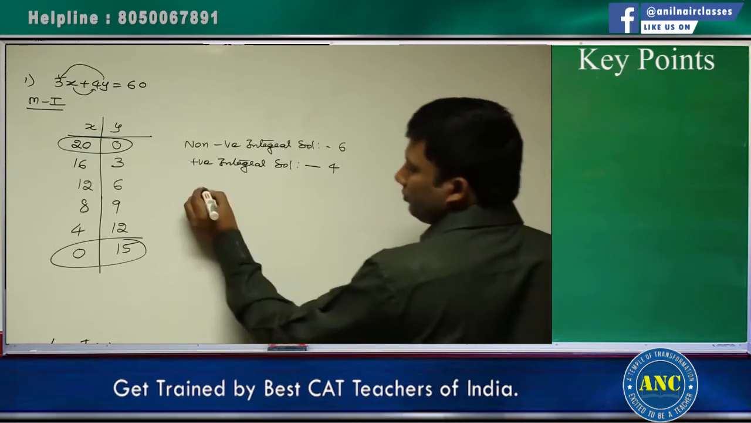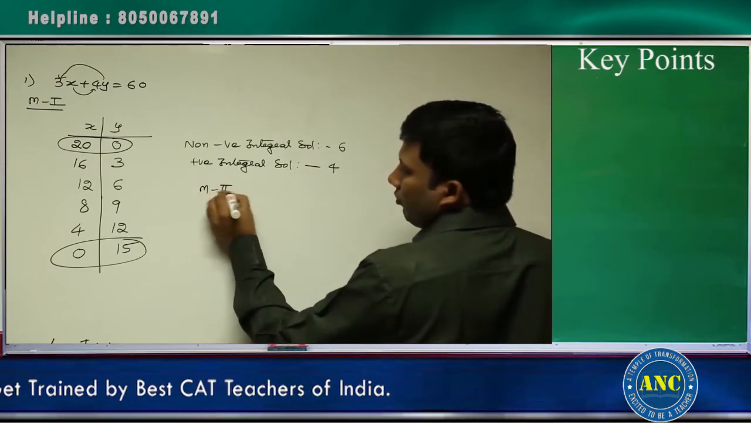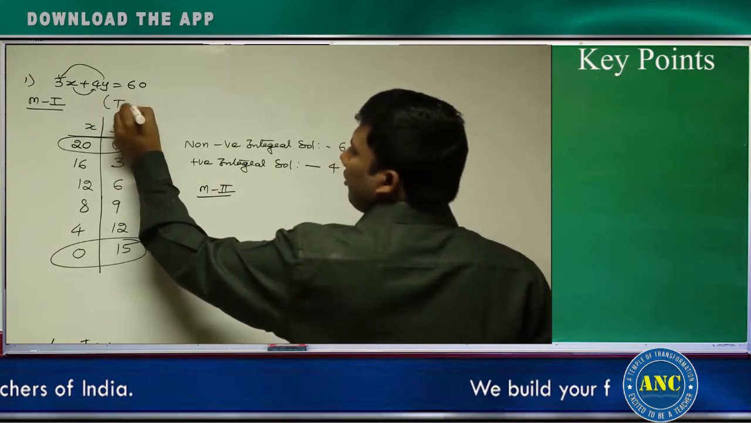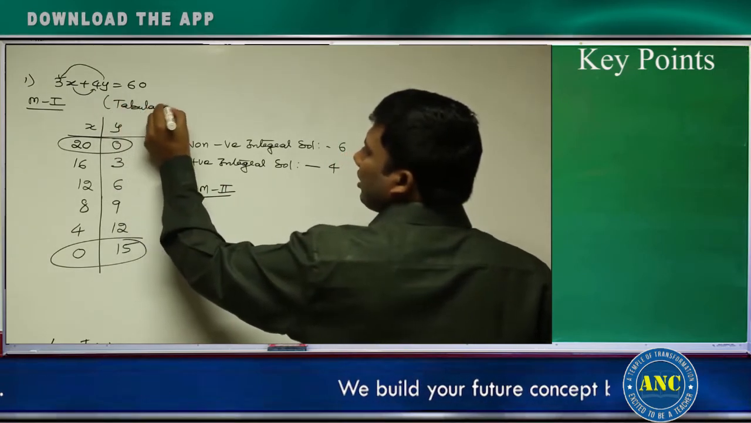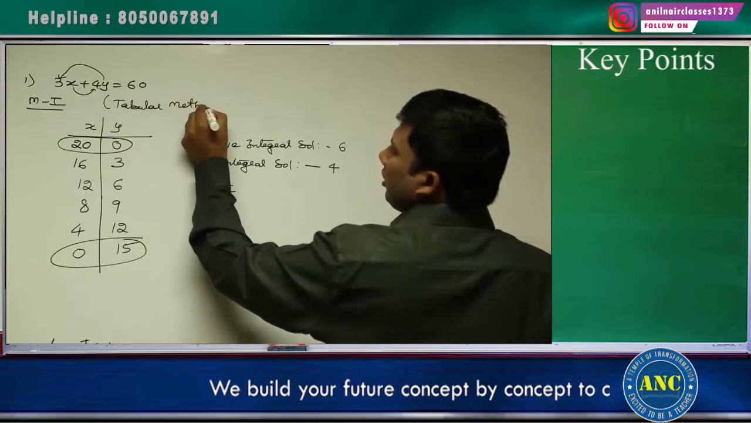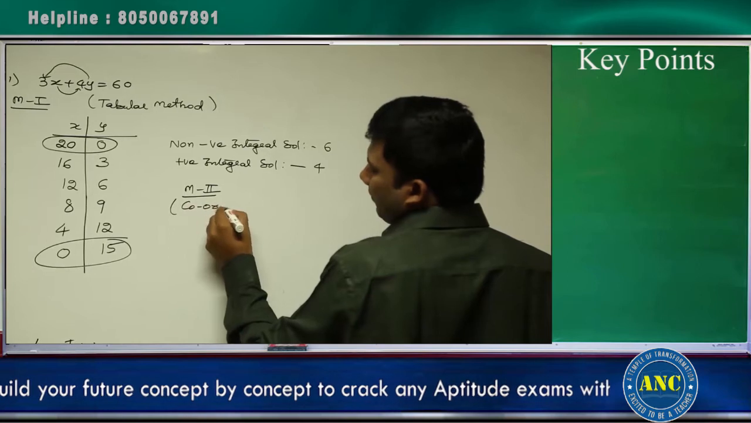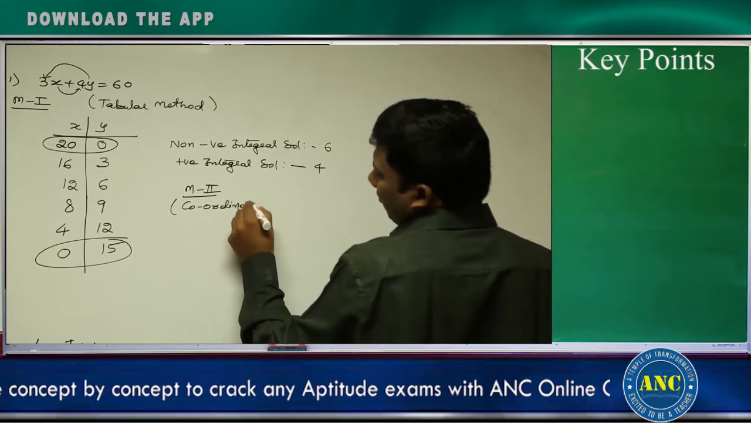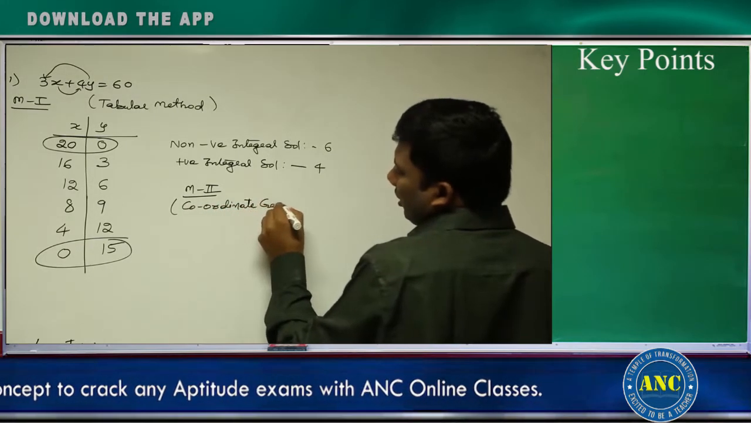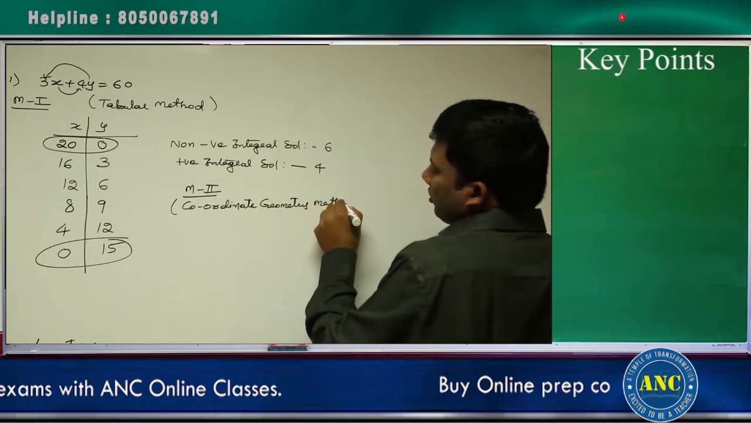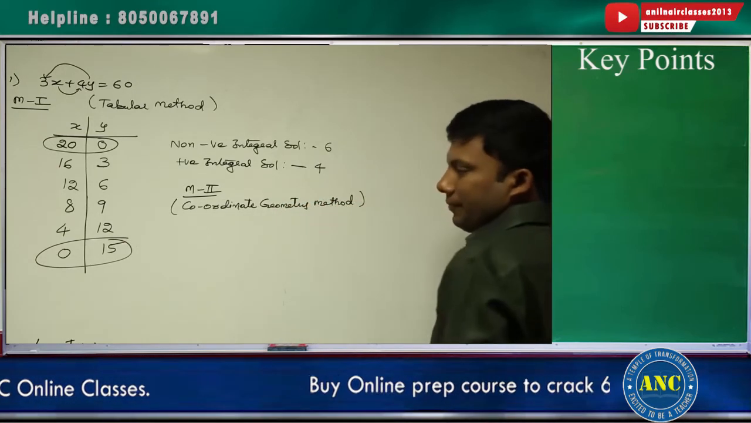Method 2. Method 1 is the tabular method, where we are formulating the table for x and y. Method 2 is the coordinate geometry method.